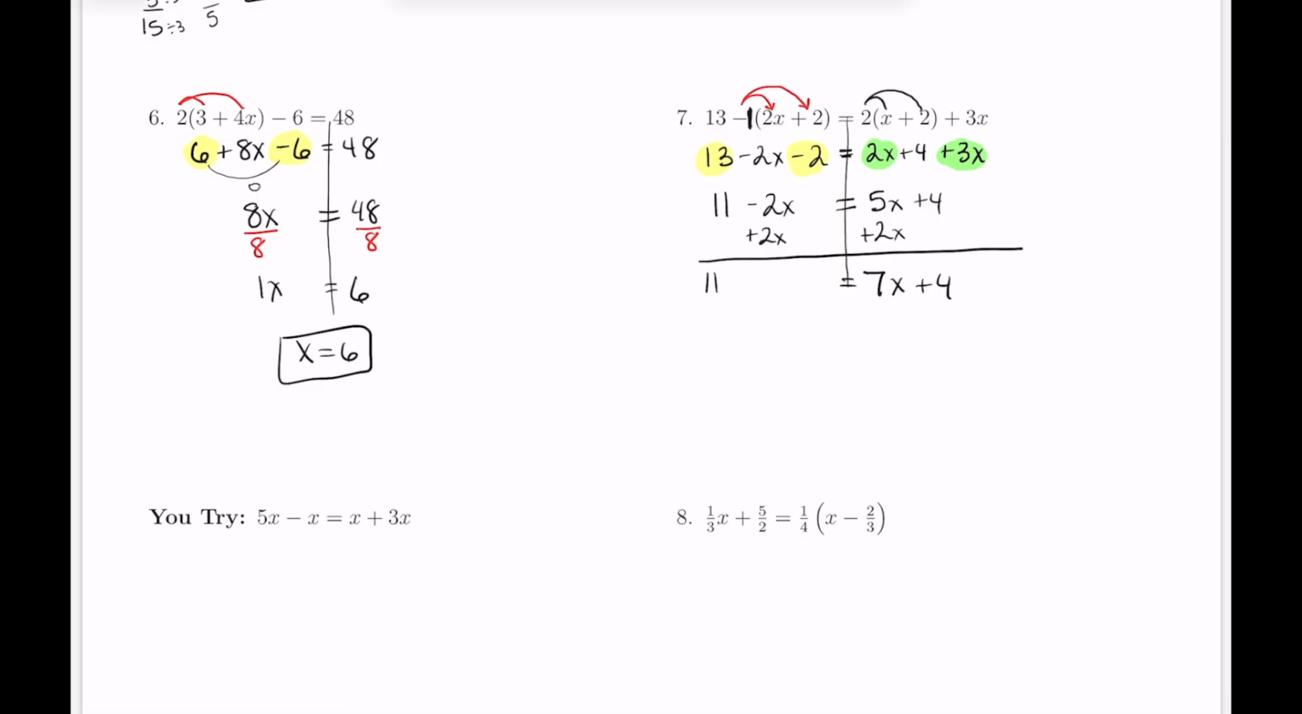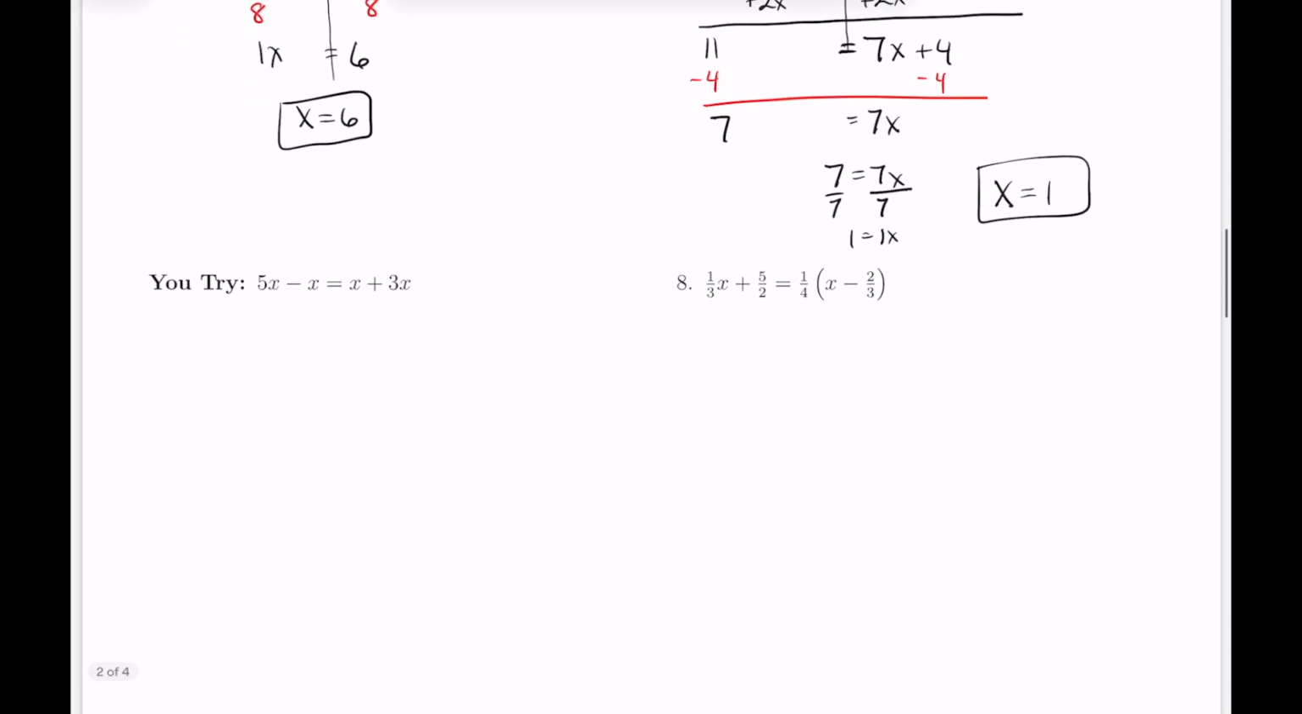And now, I have a 7x on one side. That's cool. The x's are all on one side, but I do have a 4 that I'm going to go ahead and subtract from both sides. And that will make 7x on the right, and 11 minus 4 is 7 on the left. So 7 equals 7x. But my next step then would be to divide both sides by 7. 1x equals 1, or just x equals 1. And if you were to plug that back in, it should work.